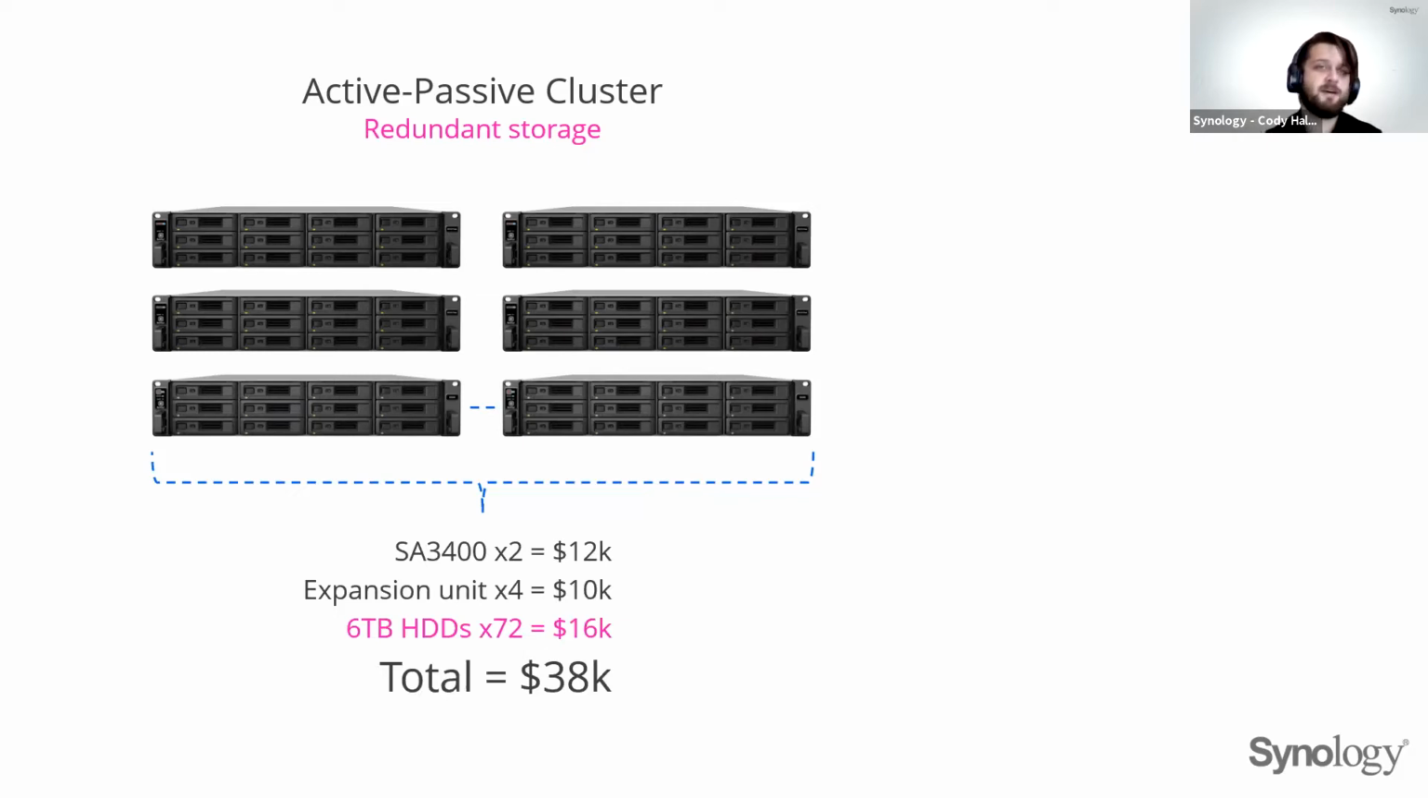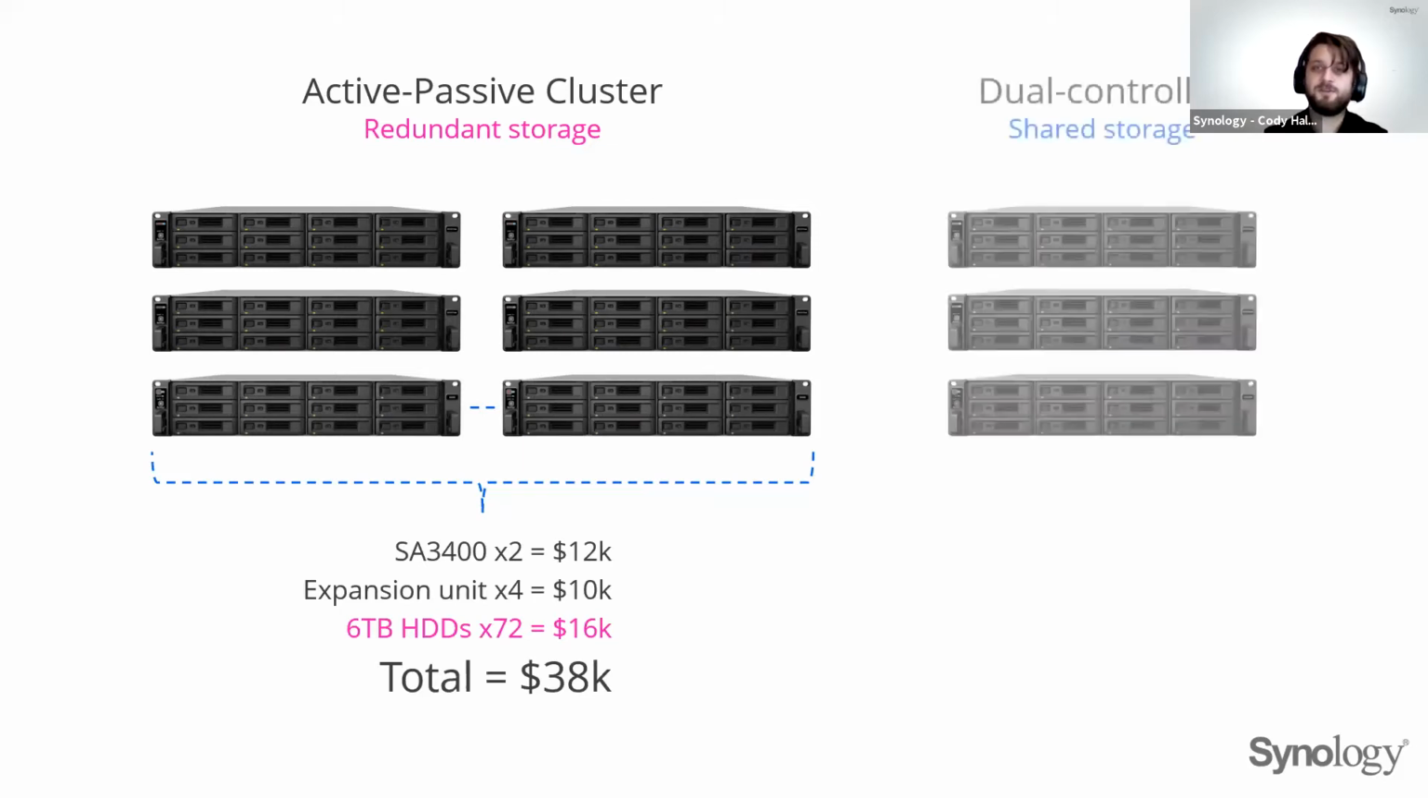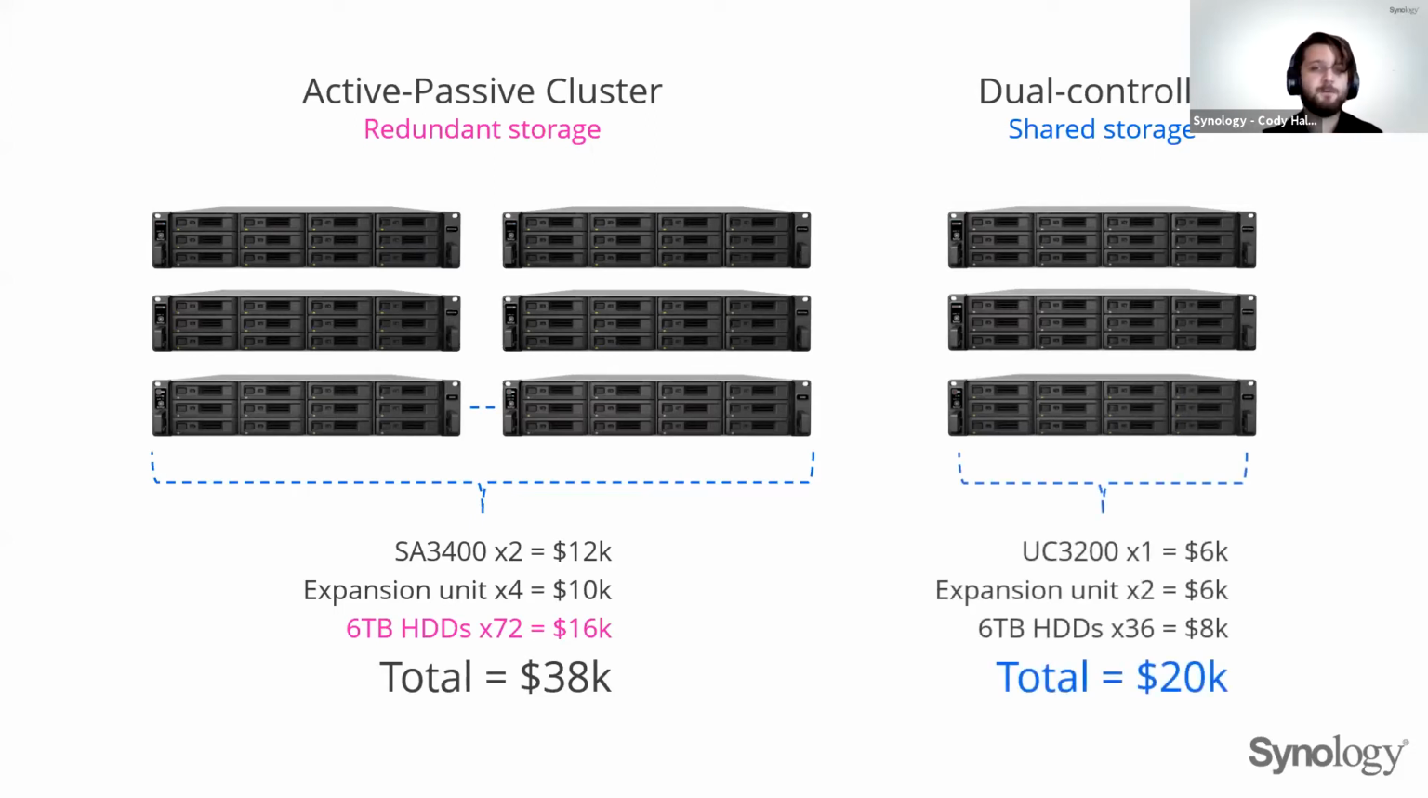But what you get with the active passive cluster with Synology High Availability is the customizable option to do all flash arrays or SAS enabled arrays and that kind of thing. With the UC3200, it is shared storage, so you don't need to buy redundant storage media. Each controller can create their own storage pool and manage that from the same set of up to 36 drives. So your line item for the hard drives themselves on this deployment is going to be much less.